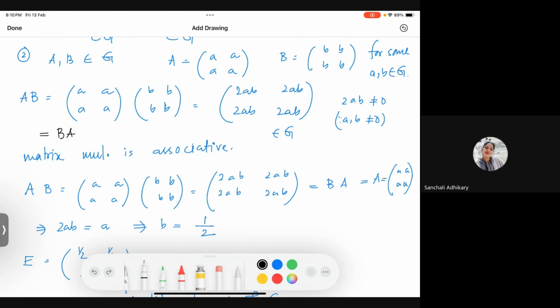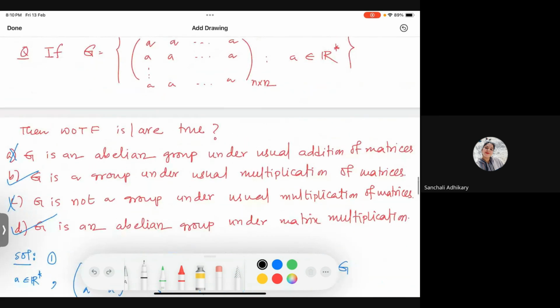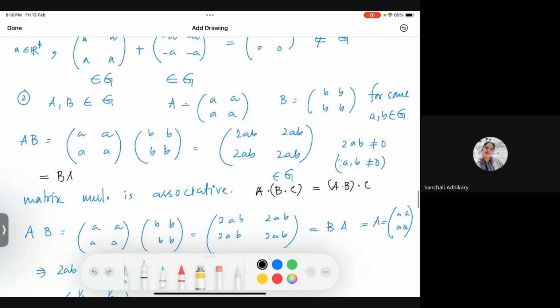This set is non-empty. Now, is the set associative with respect to matrix multiplication? Yes, matrix multiplication itself is associative. So A into B into C equals AB into C. If you choose this particular type of matrix, this is also true. So this set is associative with respect to the given operation.